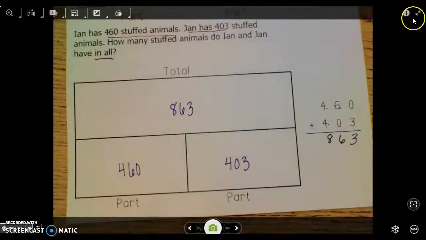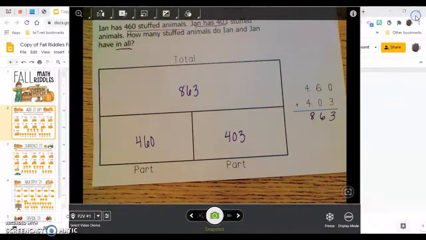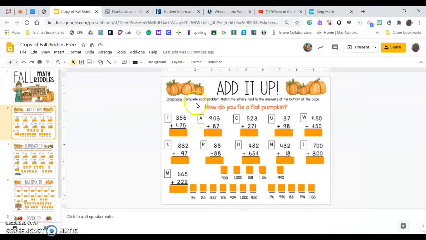Today, you are going to be practicing the traditional algorithm, and you'll be completing this in your assignment. If you need to, you can use your dry erase board or a piece of paper to do your work.